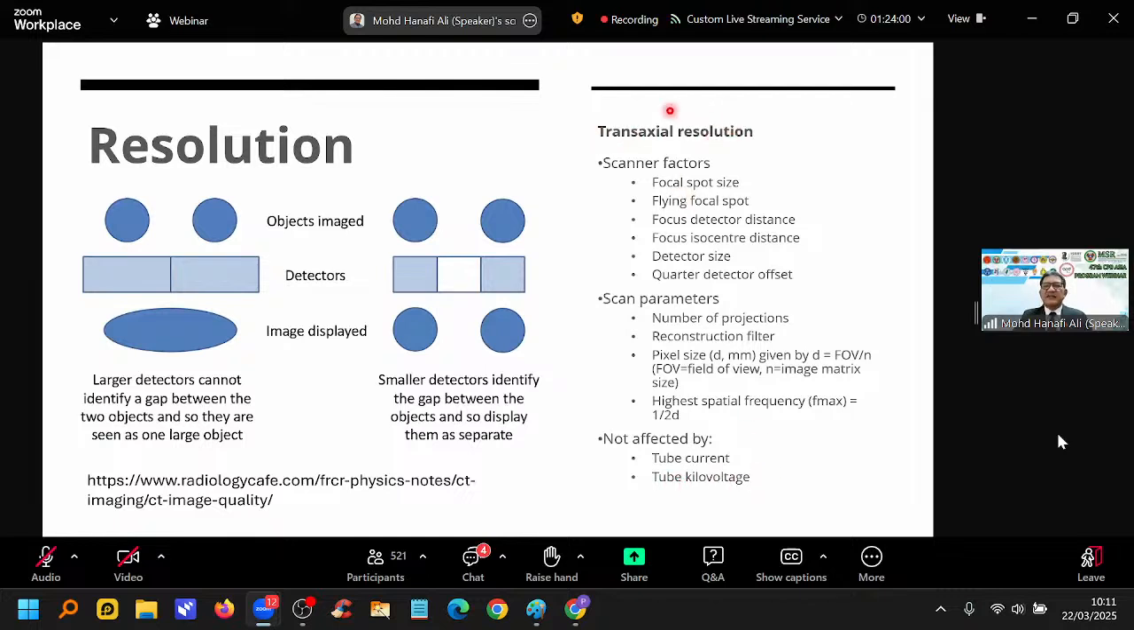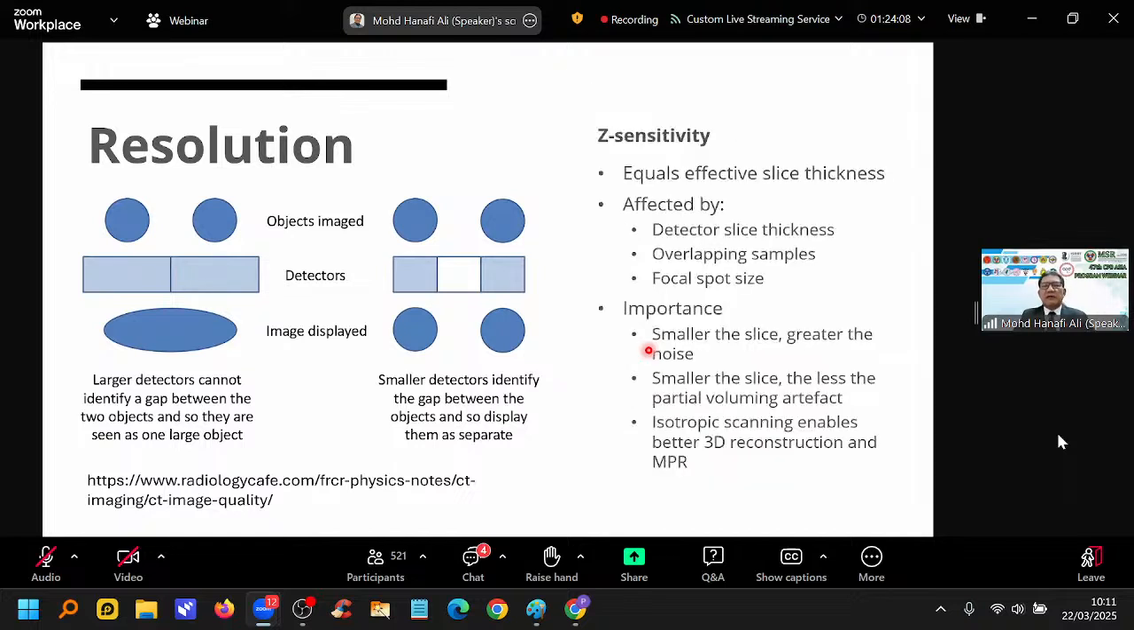For transaxial resolution, remember that transaxial means across, from left lateral to lateral. For along that axis, we must remember that it is affected by detector size, thickness, overlapping sampling, and focal size.